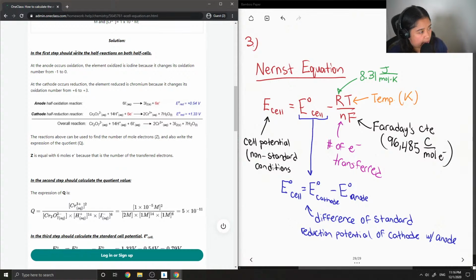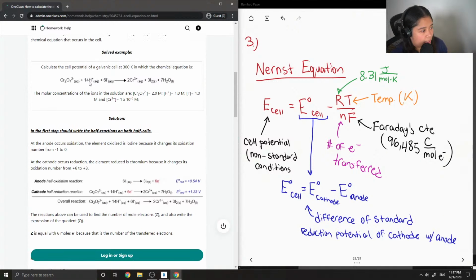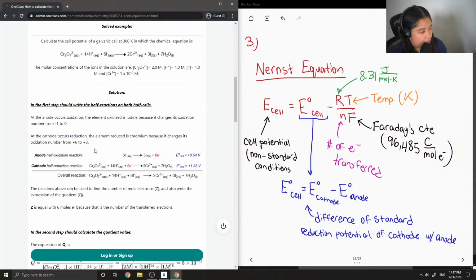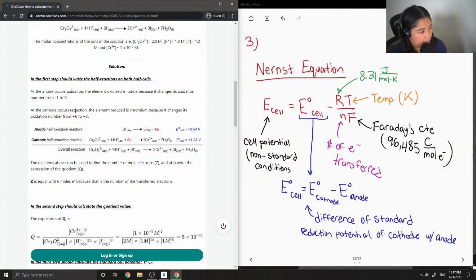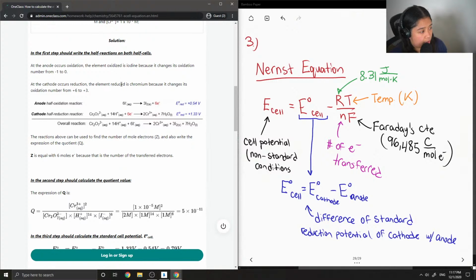In the first step, we should write the half reactions on both half cells. At the anode occurs oxidation. The element oxidized is iodine because it changes its oxidation number from -1 to 0. So that means its oxidation number increased, so that's how we knew that the iodine is what got oxidized. At the cathode occurs the reduction. Element reduced is chromium because it changes its oxidation number from +6 to +3. So it had a decrease in oxidation number, so that's how they knew that it was getting reduced.